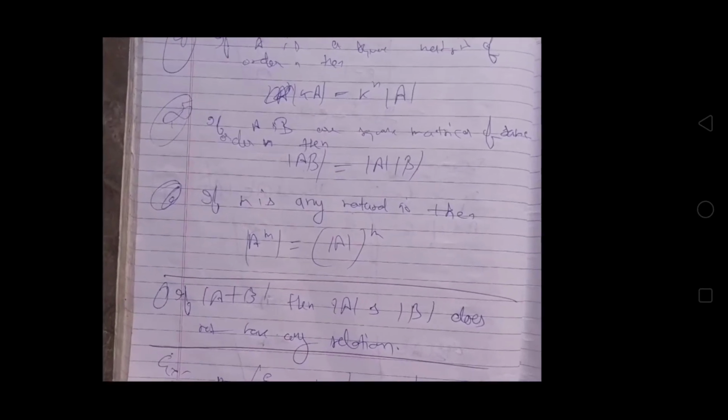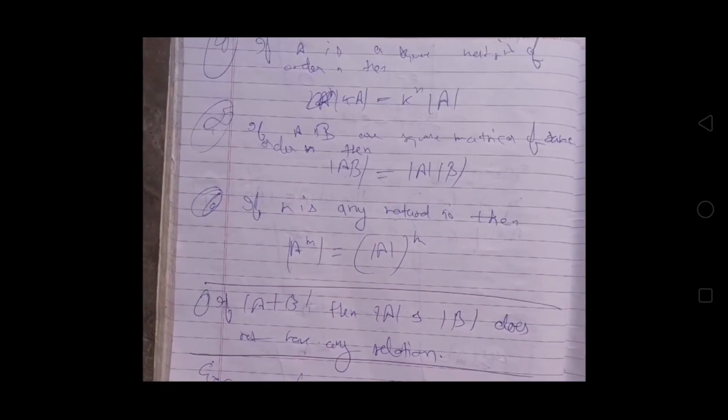Now, the fourth property says if A is a square matrix of order n, then the determinant of K times matrix A is equal to K raised to the power n times the determinant of A. The fifth property says if A and B are square matrices of the same order n, then the determinant of A times B is equal to the determinant of A times the determinant of B.